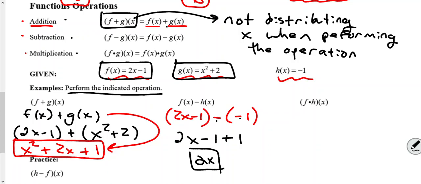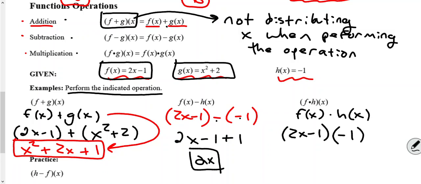The next one is f times h of x. Another way of writing it. It means the same thing. So f is 2x minus 1. h is negative 1. Now you multiply. Negative 2x and positive 1. It's already in decreasing degree. It's already simplified. We're all set.